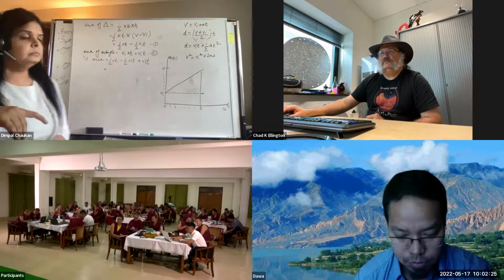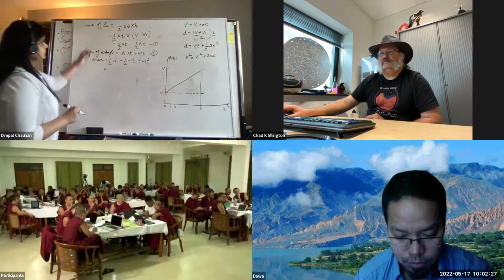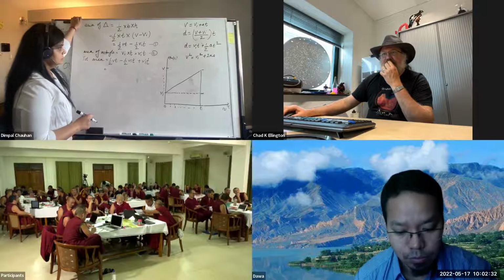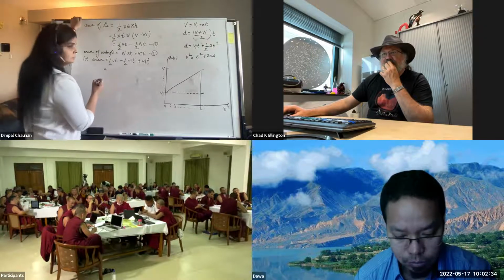Divided by 2. Okay, half VIT. Therefore, the V plus VIT, zero divided by 2.